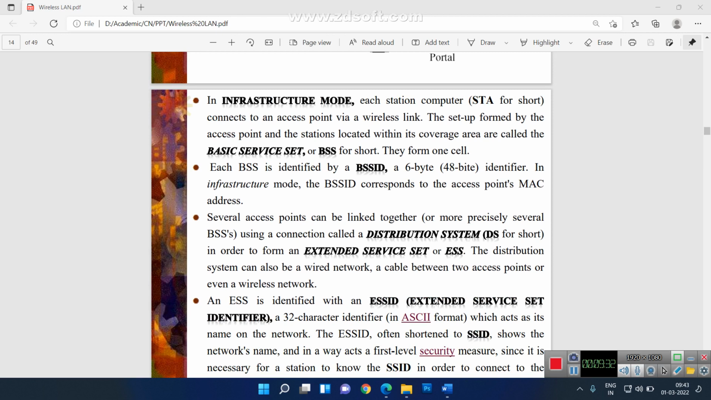What are all the things available in that infrastructure? We already discussed the basic service set, extended service set, and distributed systems. How many bits are allocated for a basic service set? A 6-byte, 48-bit identifier is available in the basic service set. If any mobile station wants to connect with our access point, we need that corresponding identifier. With that identifier only, we can provide access to that mobile station. That is what we call a 48-bit identifier.